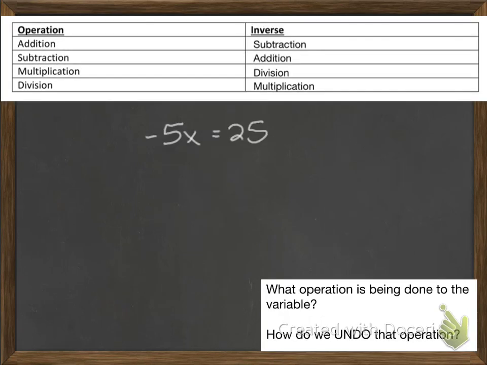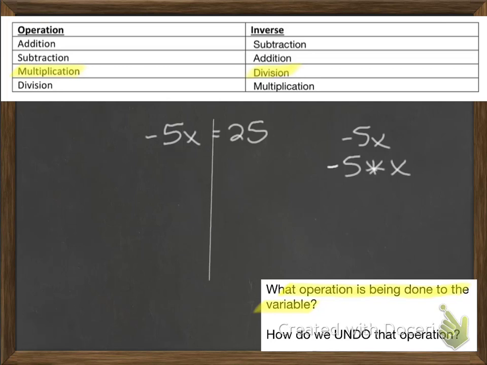Now we have negative 5x equals 25. Again, I'm going to ask myself, what operation is being done to the variable? If you look at negative 5x, what does that mean? That literally means negative 5 times x. How do I undo multiplying by negative 5? As you can see here, we undo multiplying by dividing by the exact same number. So let's try that and see if it works.